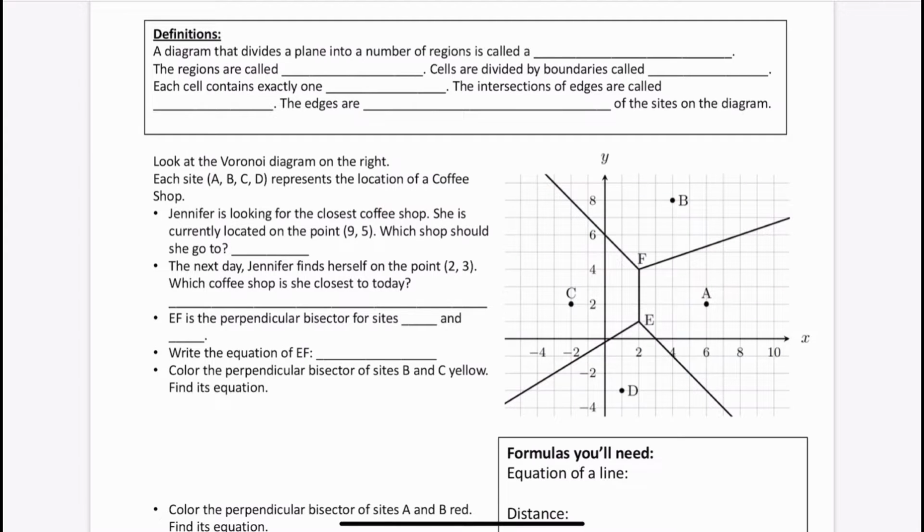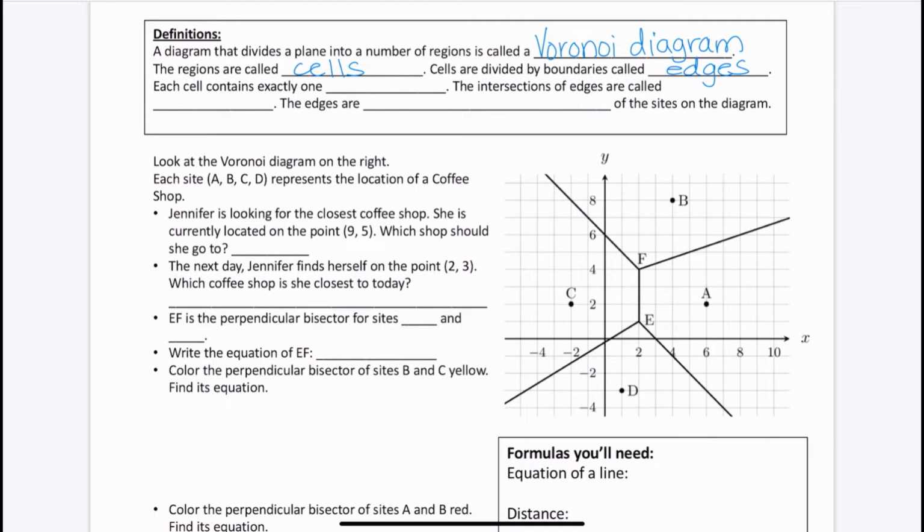In this video, we're going to talk about the basics of a Voronoi diagram. First of all, a diagram that divides a plane into a number of regions is called a Voronoi diagram. The regions are called cells. Cells are divided by boundaries called edges.